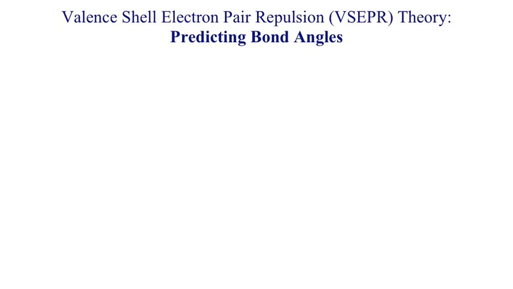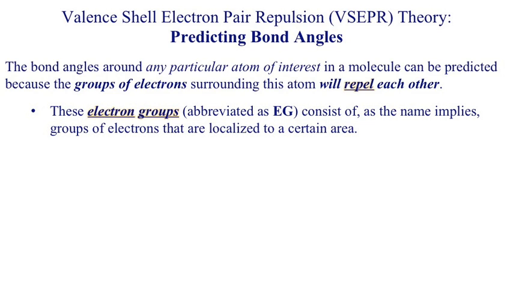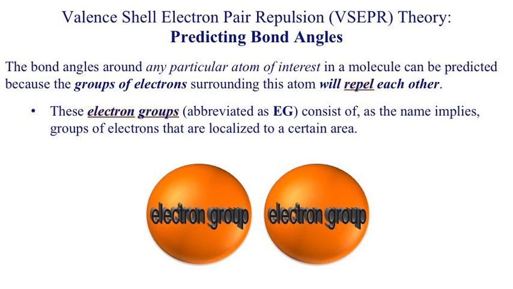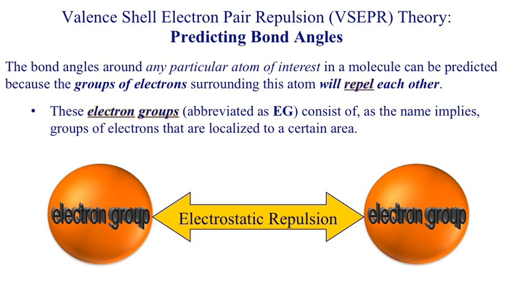The central idea of valence shell electron pair repulsion theory is that bond angles around any particular atom of interest in a molecule can be predicted because these groups of electrons surrounding this atom will repel each other. These electron groups, sometimes abbreviated as EG, consist of, as the name implies, groups of electrons that are localized to a certain area. Since electron groups are composed of electrons which have a negative charge, the electron groups repel each other as shown in this illustration because of electrostatic repulsion.